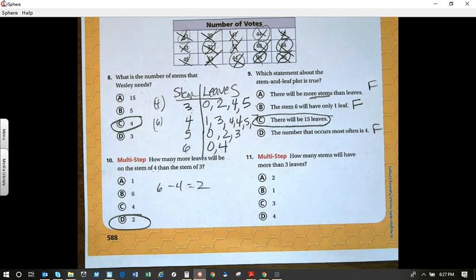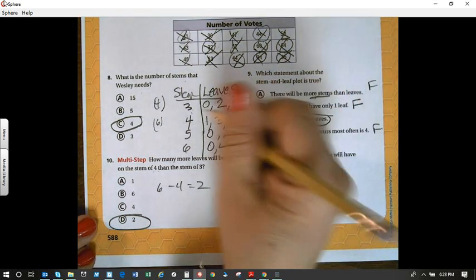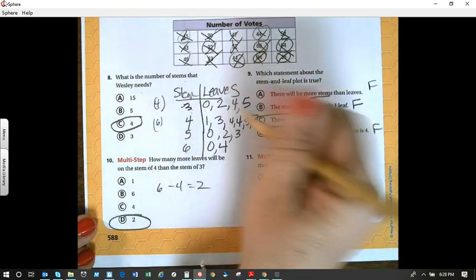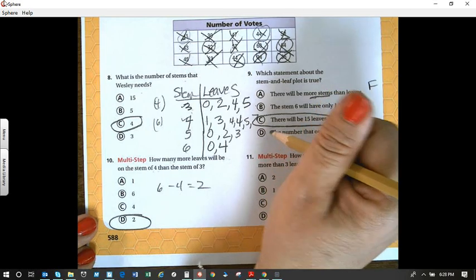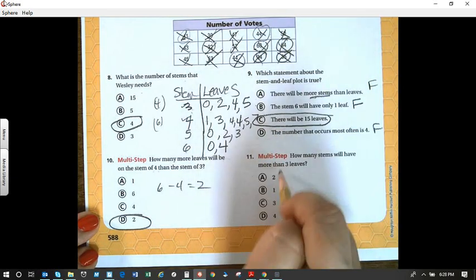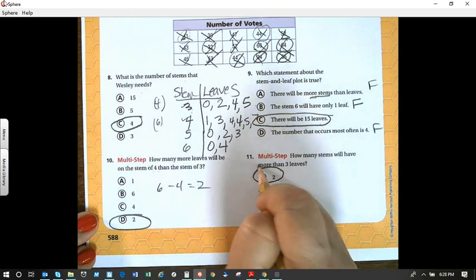And the last one is how many stems will have more than 3 leaves? So how many stems have more than 3 leaves? Well, this stem does. It's 1 stem, 2 stems, and that's it. There's only 2 stems that have more than 3 leaves.